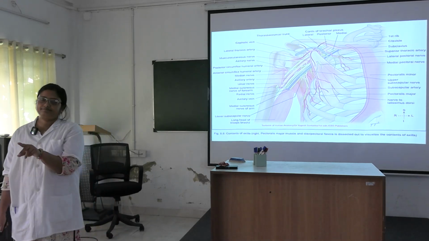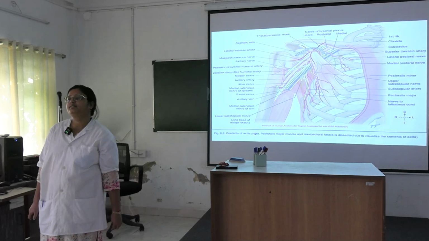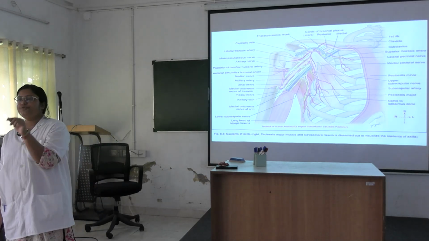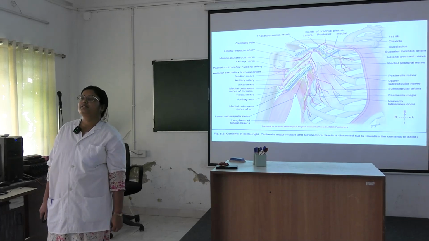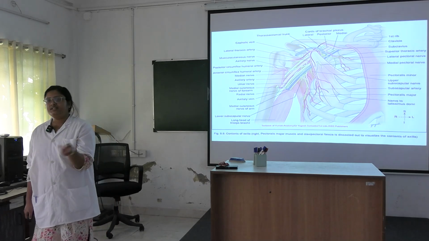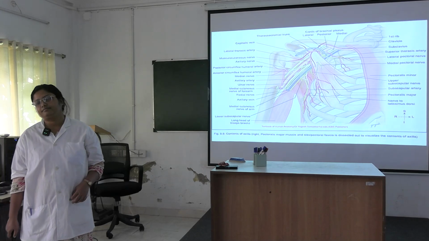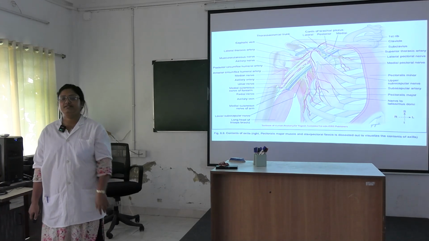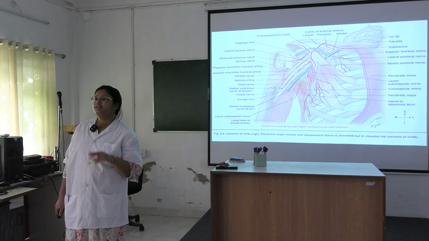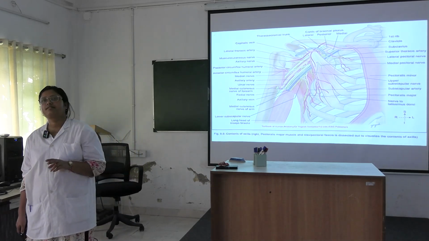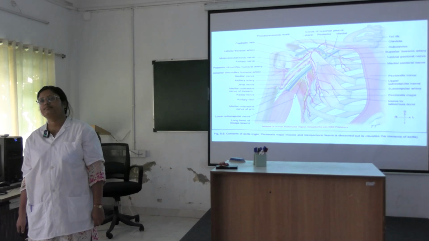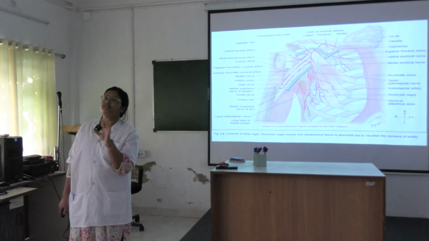Axillary nerve, a branch from posterior cord of brachial plexus, lying posterior to surgical neck of humerus, along with posterior circumflex humeral vessels.